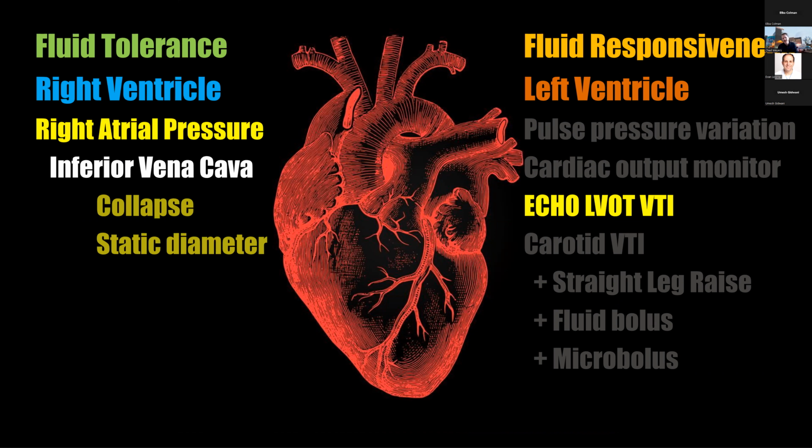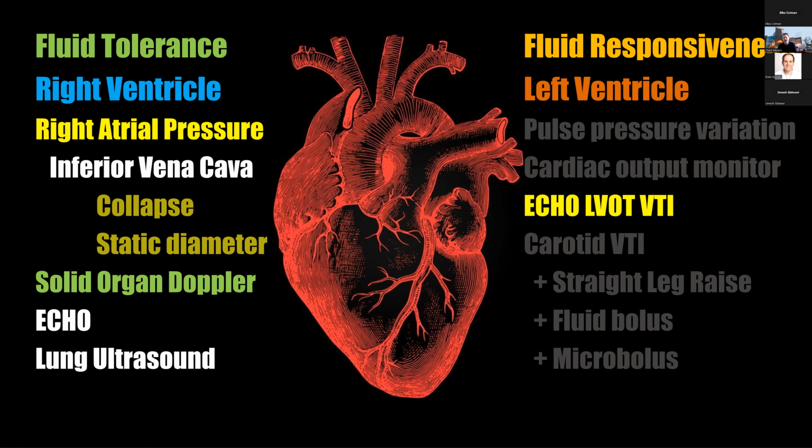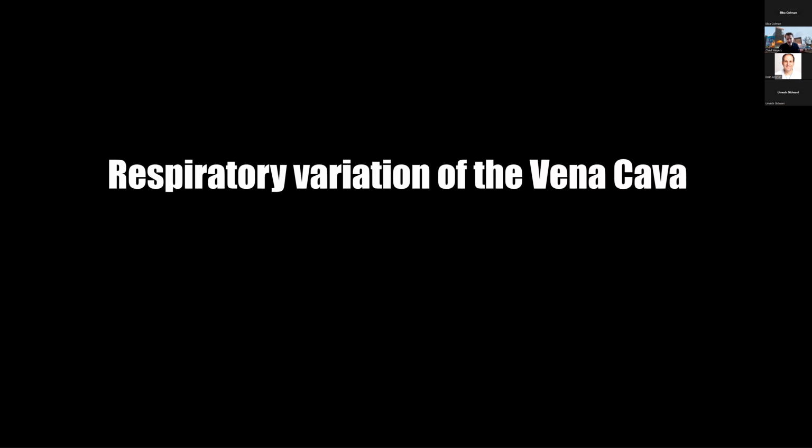Now, the right side is a lot easier to evaluate, and we have a lot more at our disposal because evaluating right atrial pressure is a little bit simpler. And we can start with evaluation of the inferior vena cava, looking at both collapse as well as static diameter. We're going to talk a little bit about how I incorporate solid organ Doppler in terms of my assessment. And then we'll also talk about the limitations and also the role of echo as well as lung ultrasound.